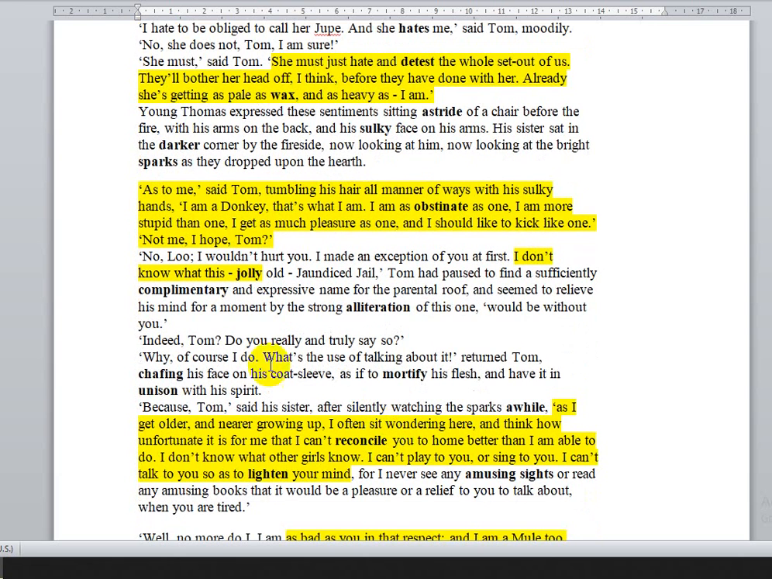As to me, said Tom, tumbling his hair, he says he is a donkey because he does not understand anything because of the facts. That's what he is. He says I am obstinate عنيد. As one I am more stupid than one. He is also very stupid than anybody else. He gets much a pleasure as one, and I should like to kick like one, not me, I hope, Tom.